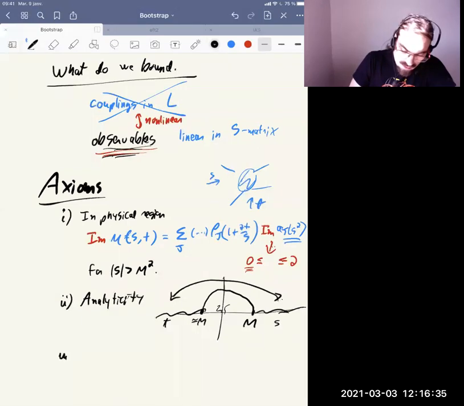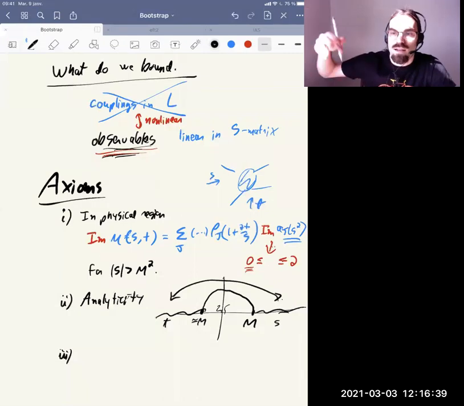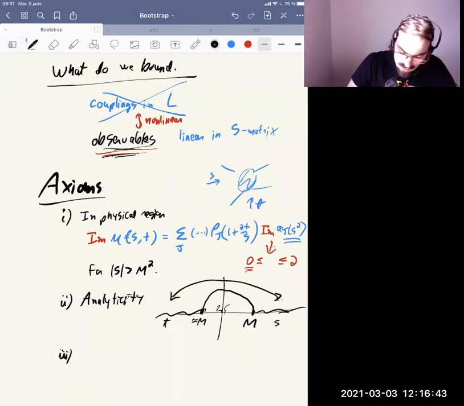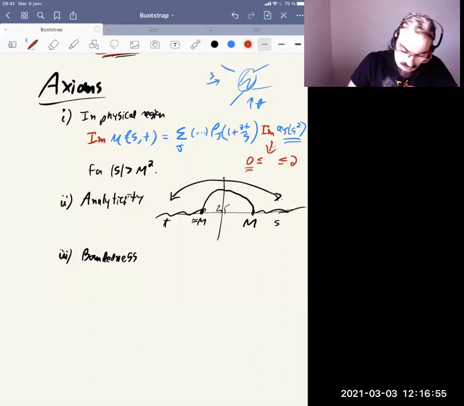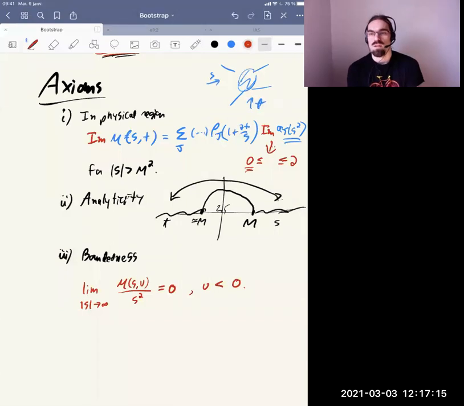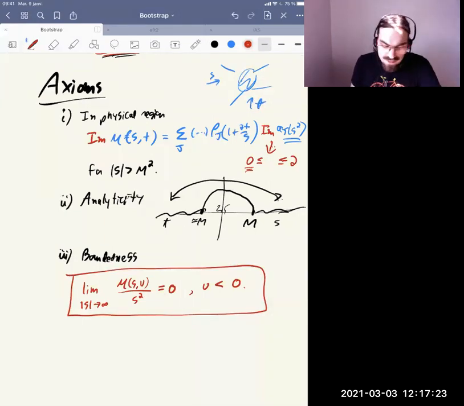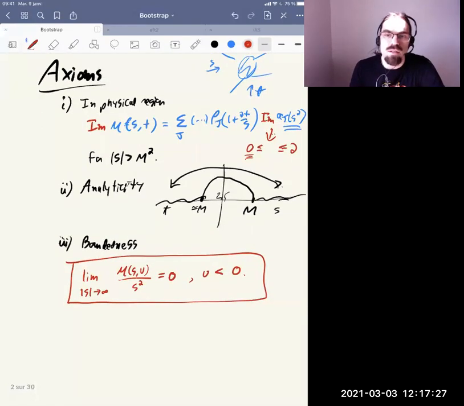The other thing: analyticity on its own is completely useless if you can't bound what happens at high energy in the complex directions. So the last thing is boundedness. Essentially, these are all the ingredients of dispersion relations. This is really a key equation. We assume that as the energy goes to infinity, the amplitude at fixed u divided by s squared goes to zero. So the amplitude cannot grow faster than s squared, and this is going to be valid for u strictly less than zero. This is our key assumption. It's important that it's s squared; if it was s cubed or s to the fourth, it changes the story.